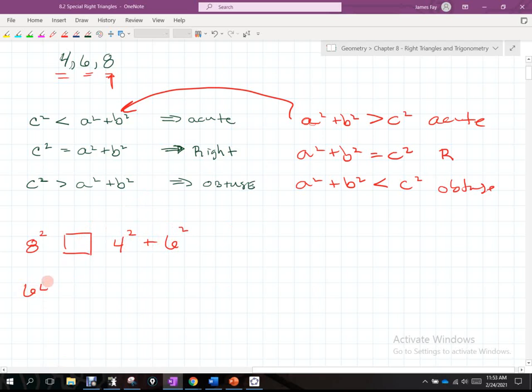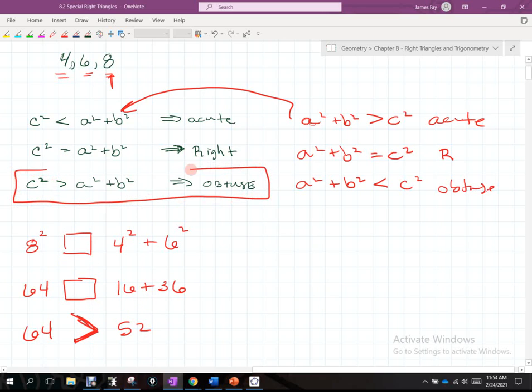So we get 64. Is that greater than, less than, or equal to 16 plus 36? So how is 64 compared to, what's this going to be, 52? 64 is bigger, right? So because 64 is bigger, I used a greater than sign. It's this relationship right here. So the only way that I can create that is if it's an obtuse triangle. That kind of makes sense?